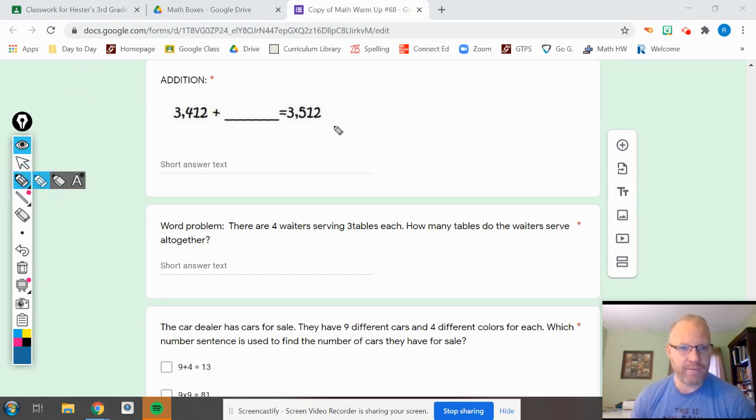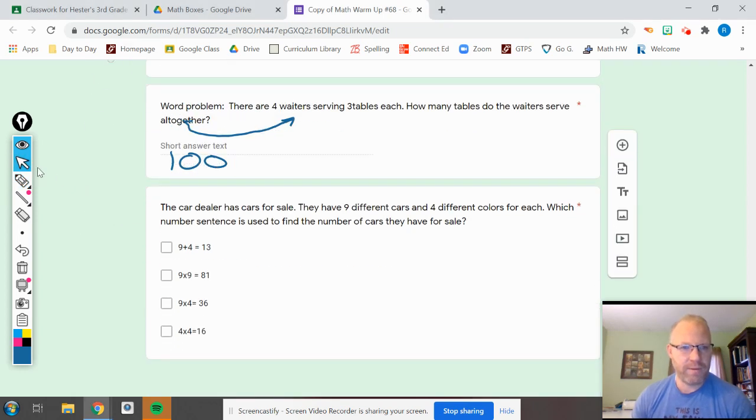For the addition problem, we have 3,412 added something equals 3,512. What number changed? The 4 changed. So what did they add? They added 1 to the 4, which is 100.